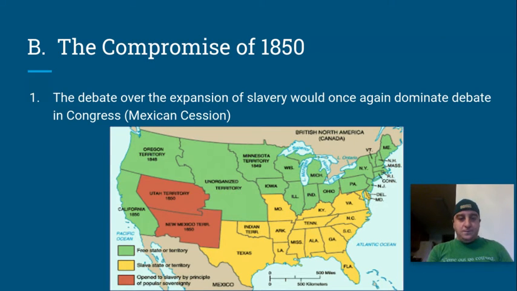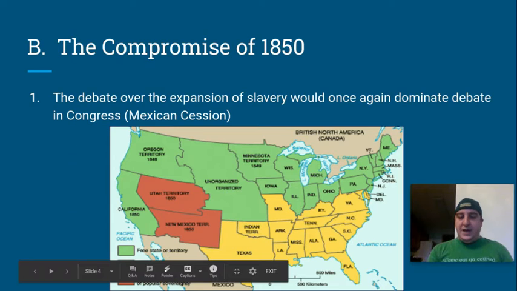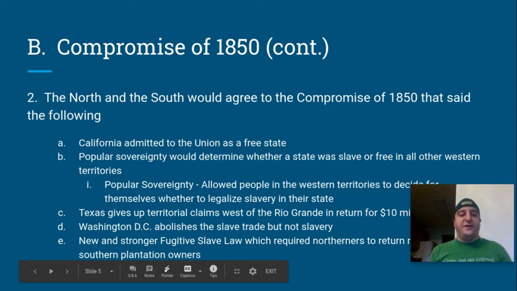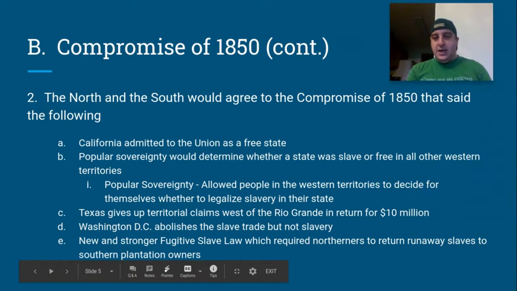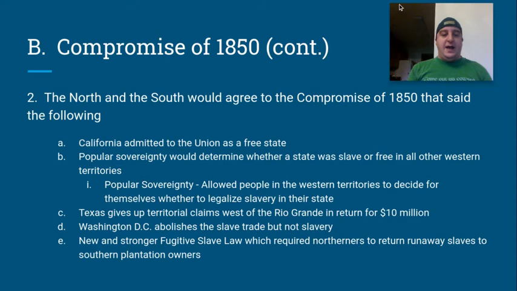Okay? So, taking a look at what the Compromise of 1850 said. Now, I'm going to have to run through this a little bit, and let me move myself real quick so you guys can see. We're going to run through this a little bit, and then we're going to break it down and try to make it make a little more sense. So the Compromise of 1850 had 5 provisions, 5 parts to it. California is admitted as a free state.